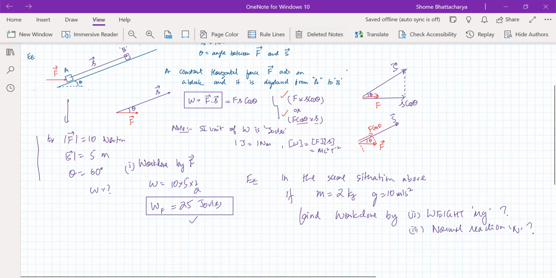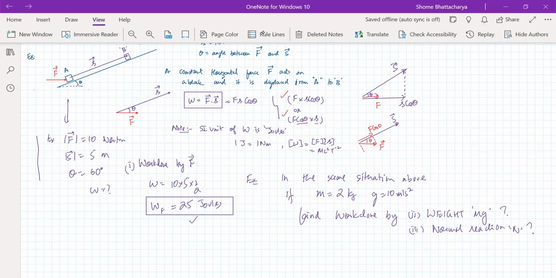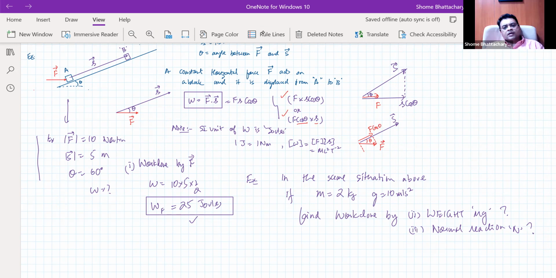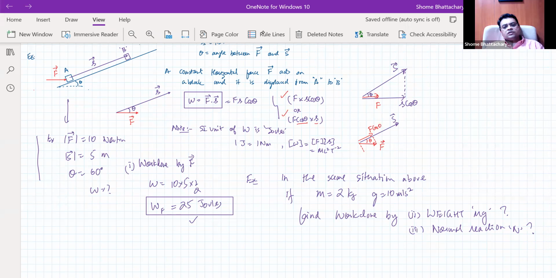Sir, what have you written in that note, W bracket is equal to F bracket, S bracket, and below that? Sorry, which one? SI unit of work done is joule. SI, standard international. Yeah, sir. That 1 joule is equal to 1 Newton meter, and dimension of work done is equal to dimension of force into displacement. You have done the chapter units and dimensions in your college lecture.